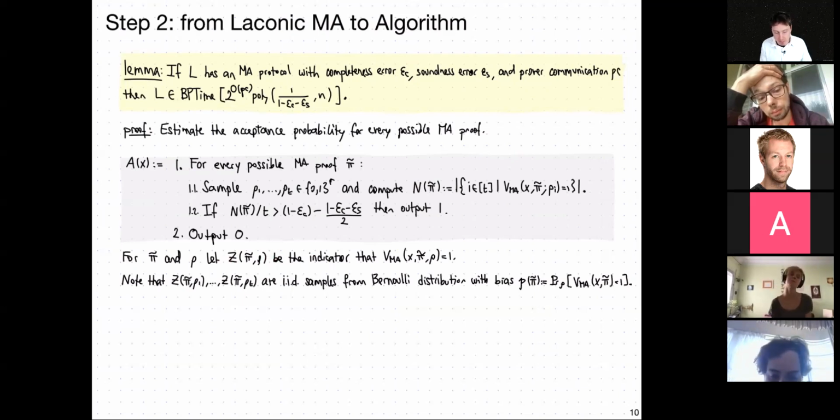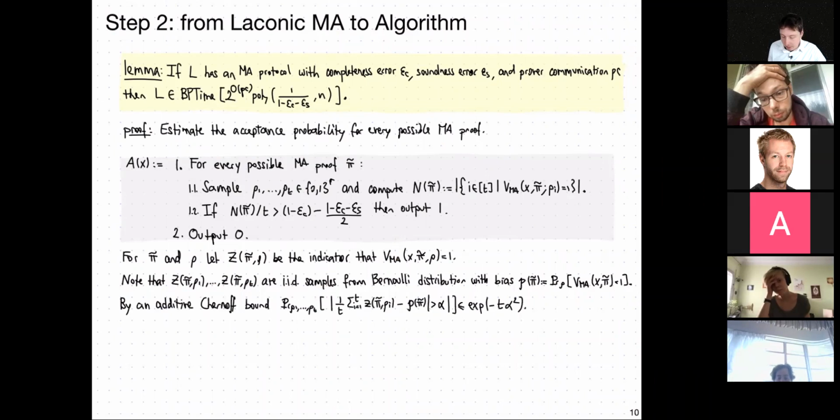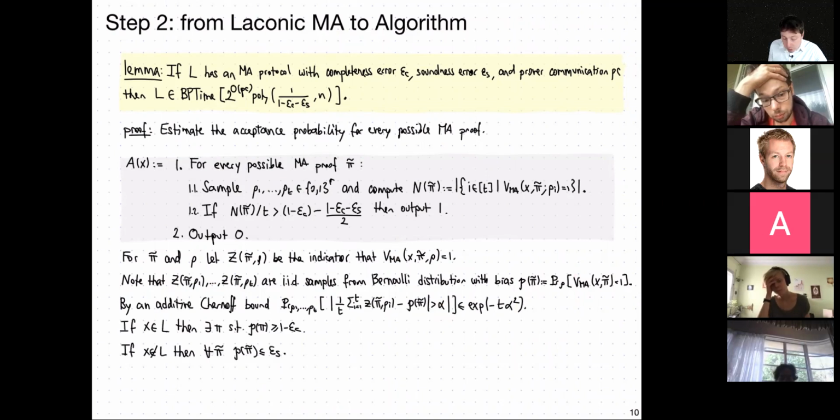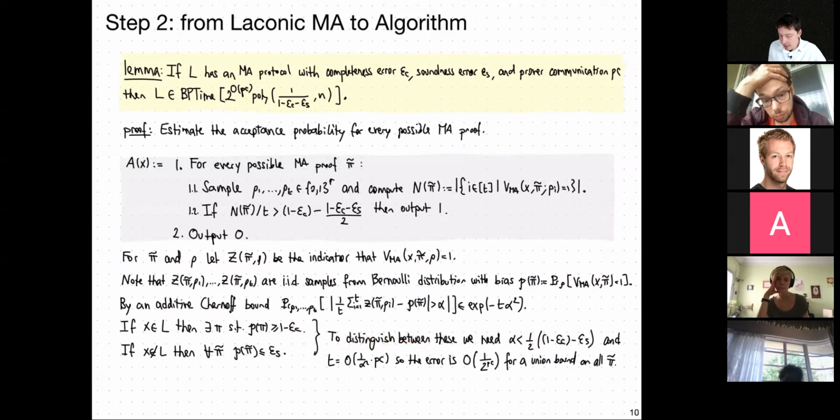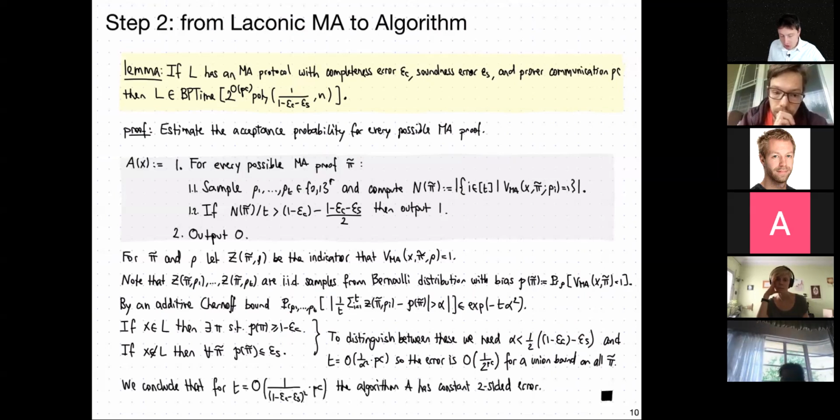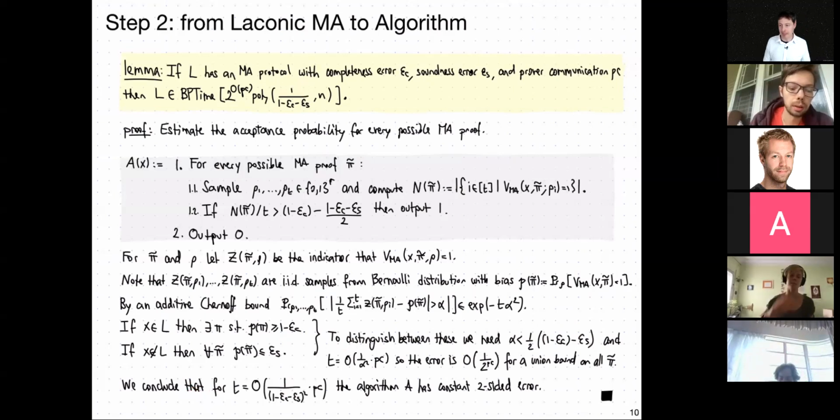So you can define indicator variables to be the indicator whether MA accepts on that proof and that randomness. And so across different randomnesses, these are just IID samples from a Bernoulli distribution whose bias is the probability that the verifier accepts. And with some additive Chernoff bound, the probability that the estimate is farther away from the probability than more than some alpha is this one. And we do know that the correct probability is at least 1 minus epsilon c if x is in L, and at most epsilon s if x is not in L, which means that to distinguish these two cases, we just need the additive distance to be less than half the difference between these two cases. And that's exactly where this expression comes from. So again, it's just a direct application of Chernoff bound. It's like statistical estimation.